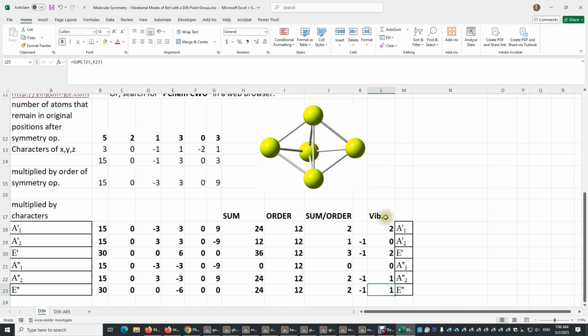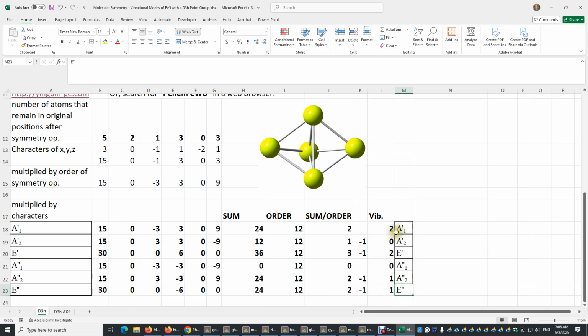So 1, 2, plus 4, that's 6, 7, plus 2, 9. Among the 9 vibrational modes, you have 2A1 prime, 2E prime, 1A2 double prime, and then 1E double prime. And I usually use a computational chemistry software to calculate the vibrational modes for a molecule like this, and then assign the irreducible representations to those vibrational modes.